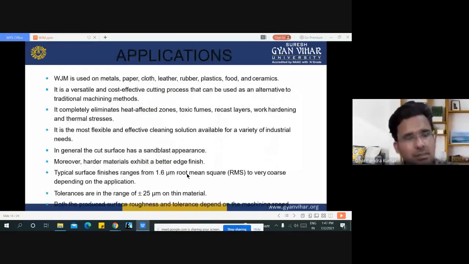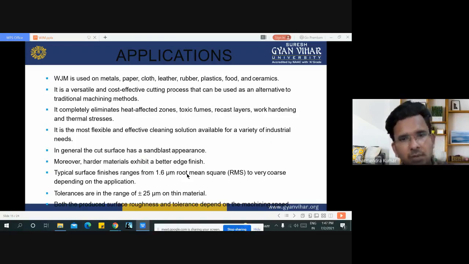These are the various applications of the water jet machining process. Water jet machining is used on metals as well as paper, cloth, leather, rubber, plastic, wood, and in ceramic industries. It is a versatile and cost-effective cutting process that can be used as an alternative to traditional machining methods. It completely eliminates heat-affected zones, toxic fumes, recast layers, work hardening, and thermal stress.